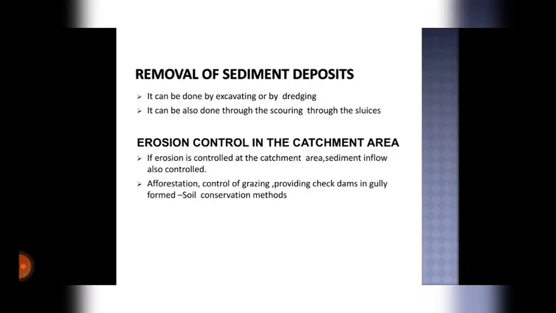And also erosion control in the catchment area. We know that erosion results in a lot of sediment deposition, so if the erosion is controlled in the catchment area, the sediment inflow can also be controlled. This erosion can be controlled by various methods that we have studied in our previous semesters, such as afforestation, control of grazing, and providing check dams in gullies. So these are the methods to control the sedimentation.